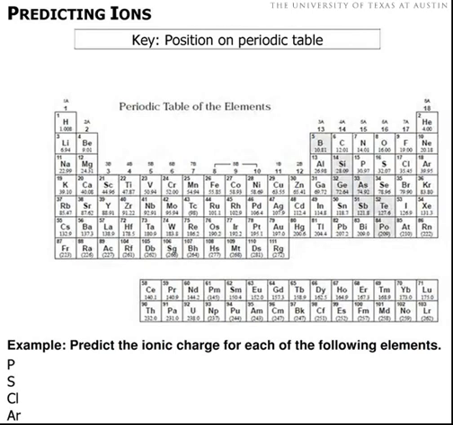Welcome to the next module. This module is on how to predict the stable ion for various elements of the periodic table. We will focus on the representative elements for this tutorial. The key to figuring these out is really the position on the periodic table.